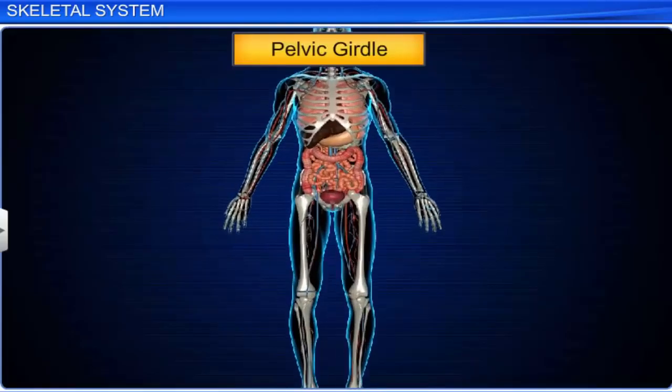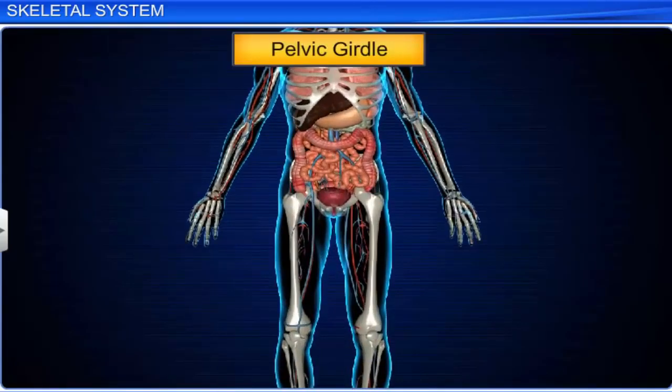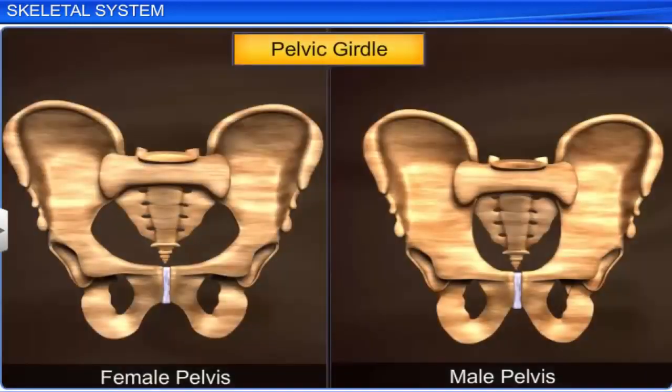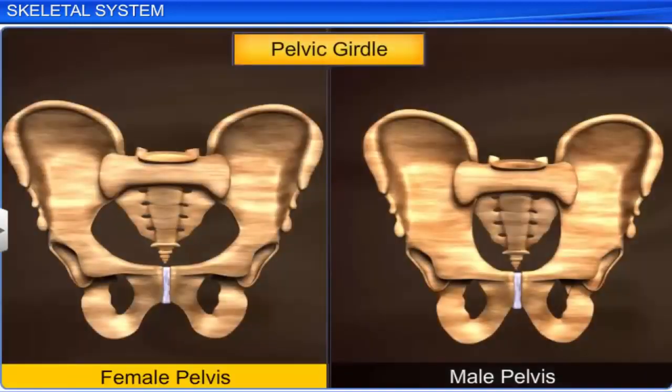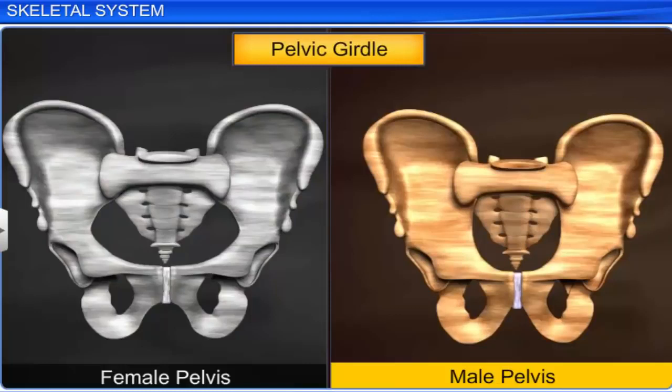The pelvic girdle not only supports the limb bones, but also protects the abdominal organs like the reproductive organs and urinary tract. In fact, the female pelvis is wider than the male pelvis to facilitate childbirth.